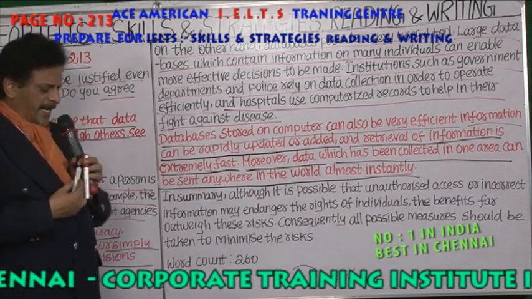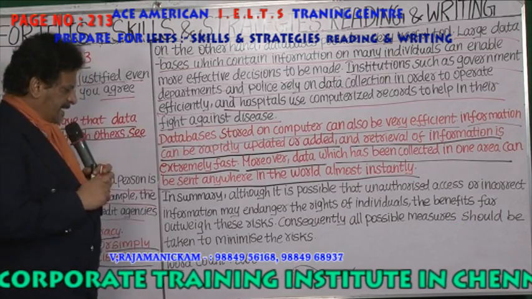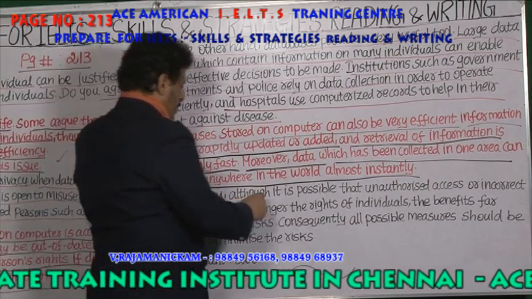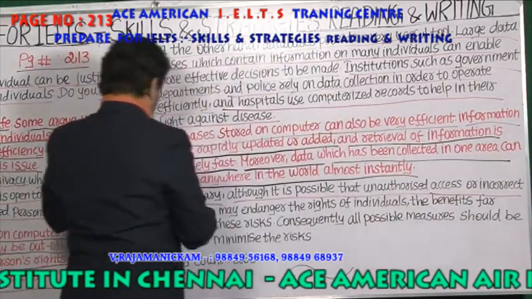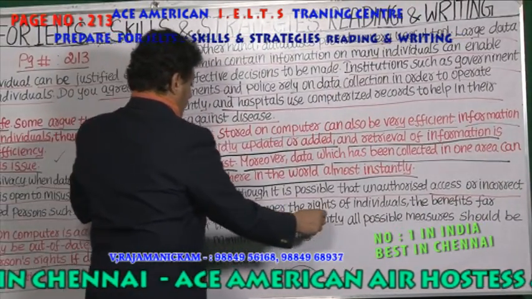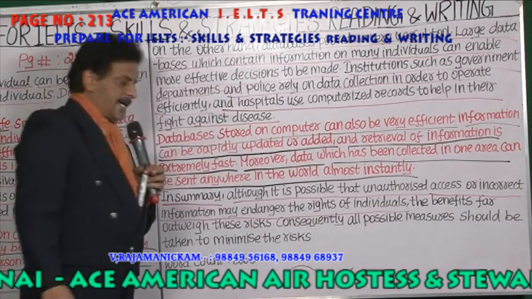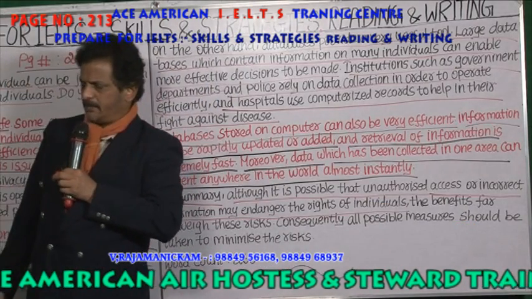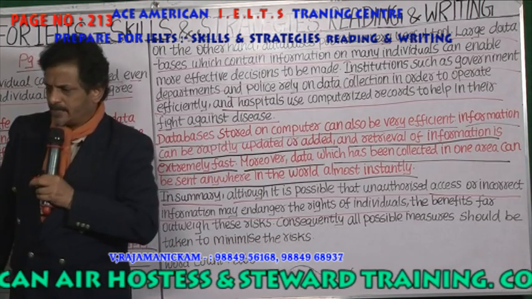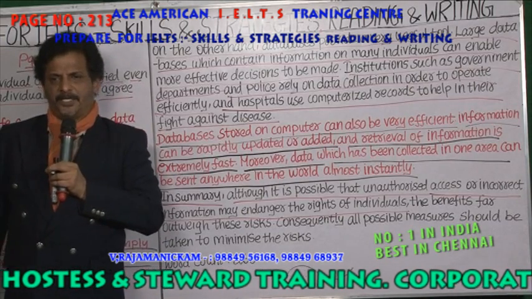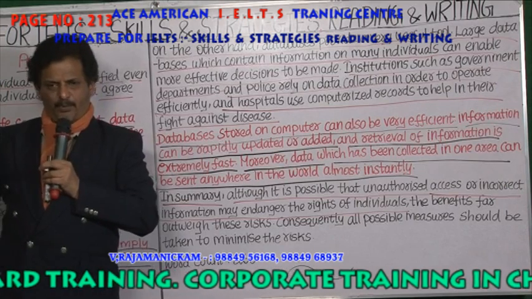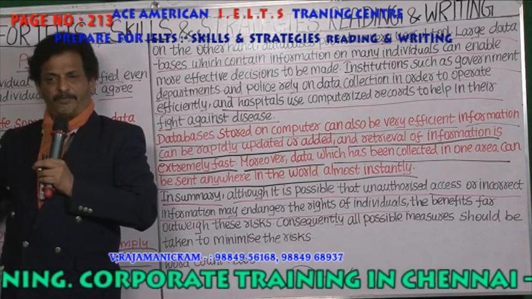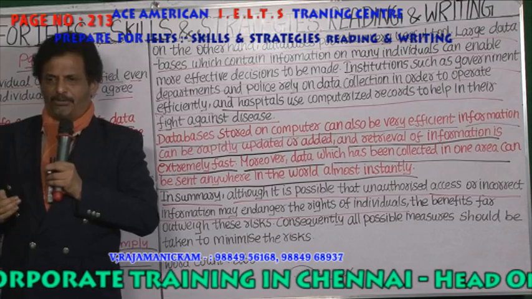And coming to the final conclusion. So in summary, although it is possible that unauthorized access or incorrect information may endanger the rights of individuals, he says, yes, of course, minus points are there. What are the minus points? It invades your privacy, that's number one. Your individual rights may be violated, number two. The information may be old, outdated, number three.